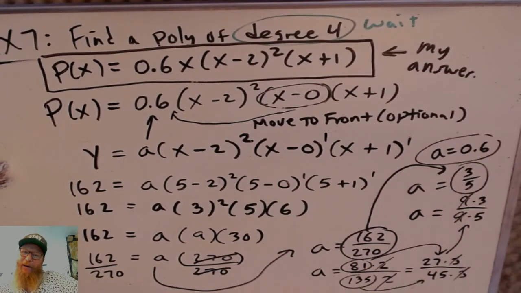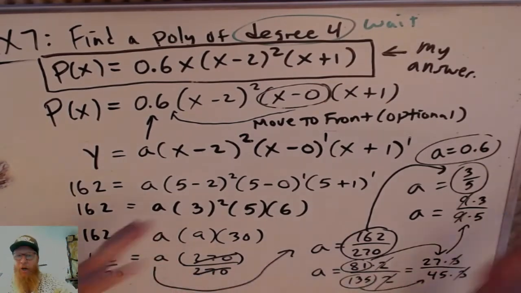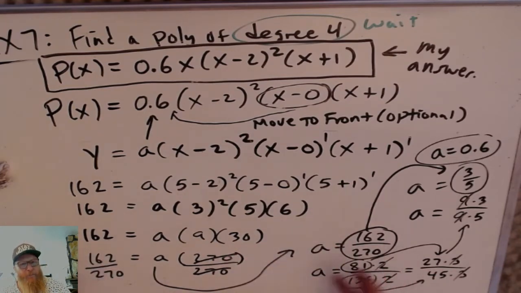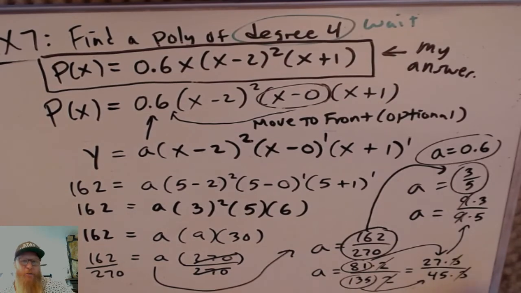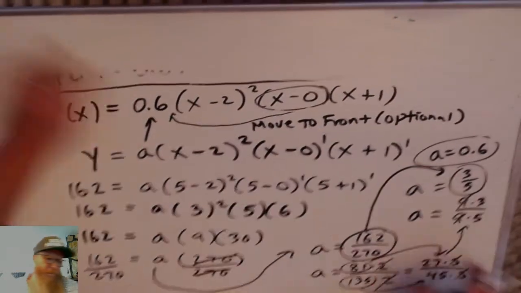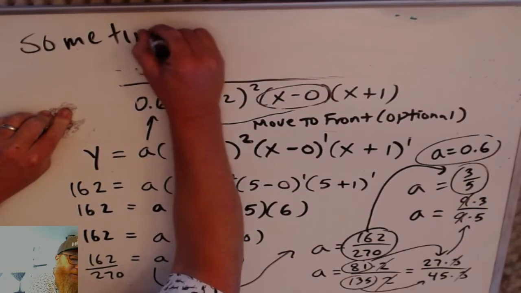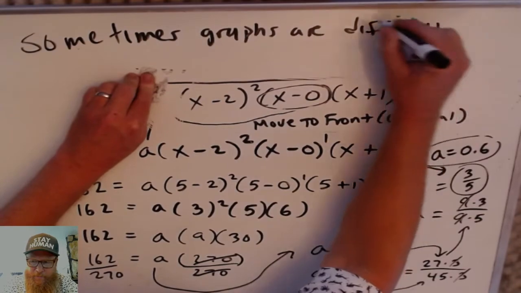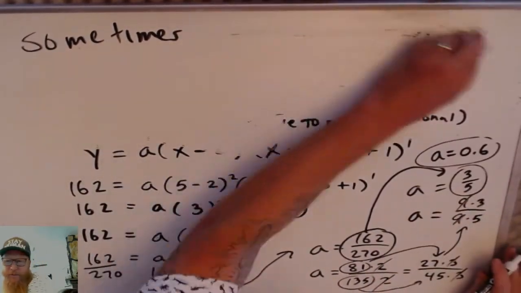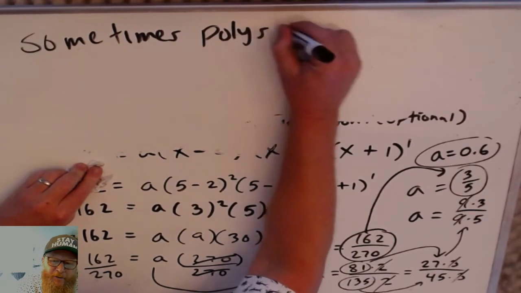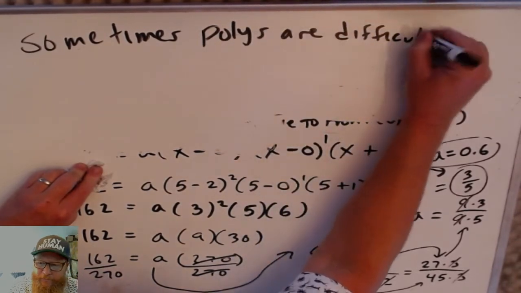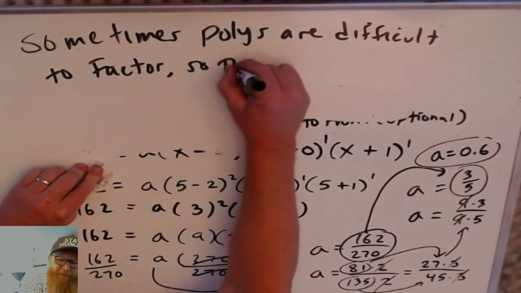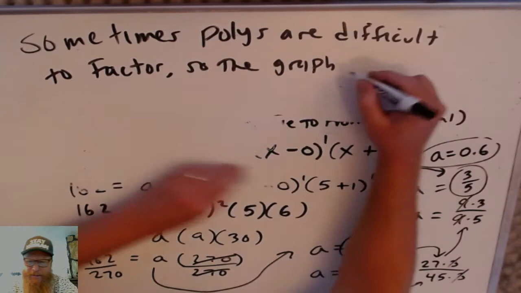All right, that's about it for these types of questions. We're going to go back to some graphing questions, and we're going to talk a little bit about what happens with graphs when you can't factor them. Oh, not graphs. Sorry. Sometimes polynomials are difficult to factor. So the graph is not easy.